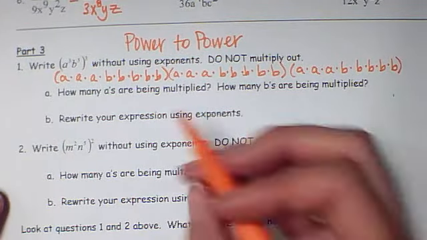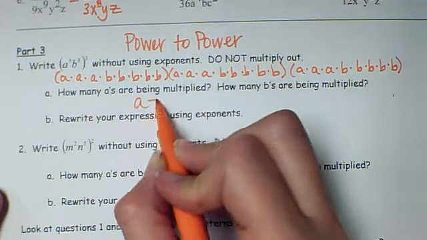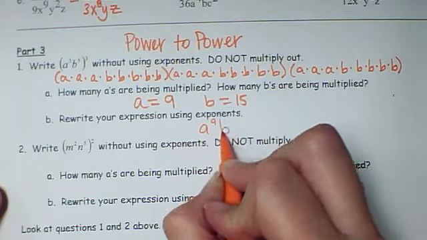Then I need to count up all my A's. In total, there are 9 A's and 15 B's. So I have A to the 9th and B to the 15th.